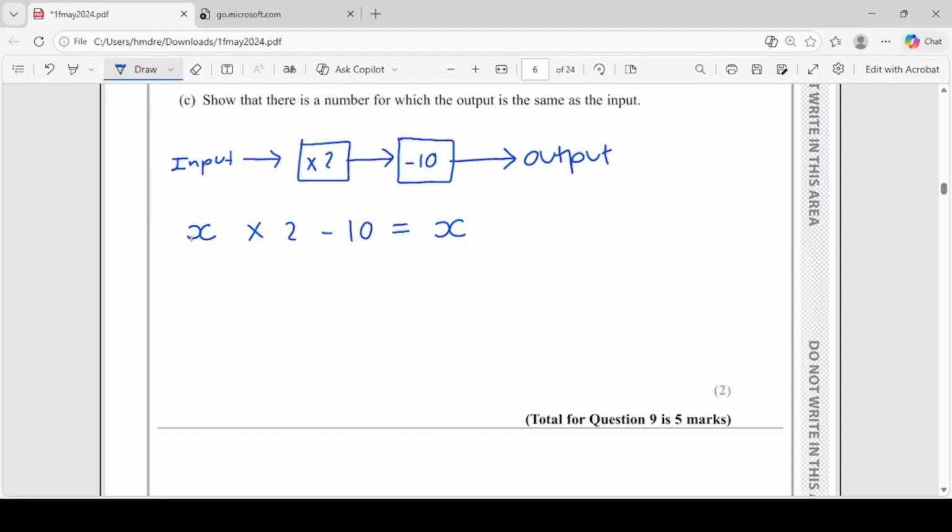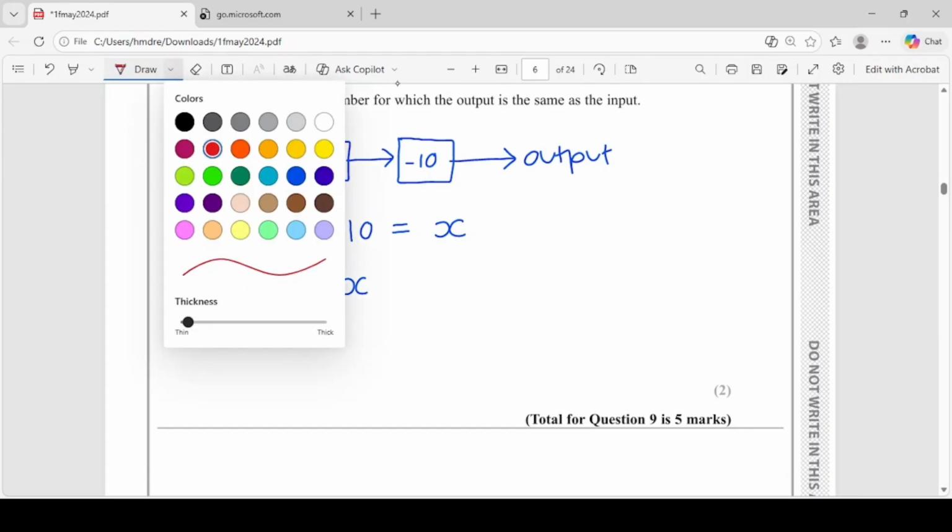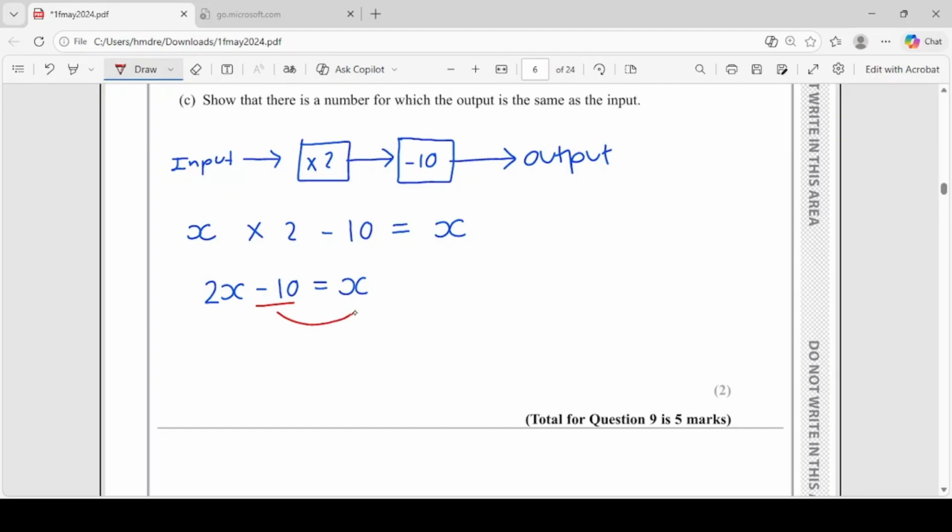So we can simplify this a bit. So 2 times x, we can write that as 2x minus 10 is equal to x. We want the x's on one side, the numbers on the other side. So what we're going to do is we're going to take that 10 across. We were subtracting 10. When we take it across, we're going to add 10. So it's going to be 2x is equal to x add 10. Now we want the x's on one side. Let's take this x across. So it's going to be 2x take away x is equal to 10. 2x take away x means x. And so x is equal to 10.